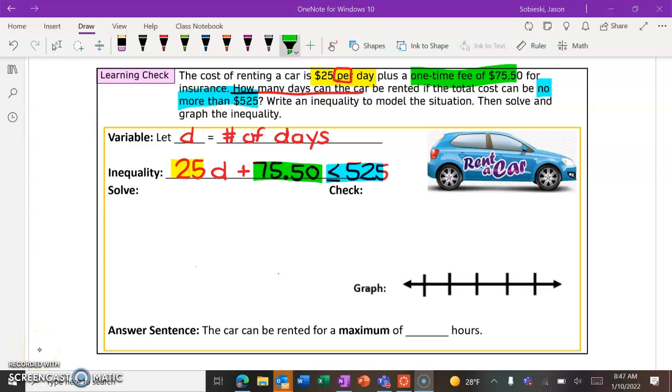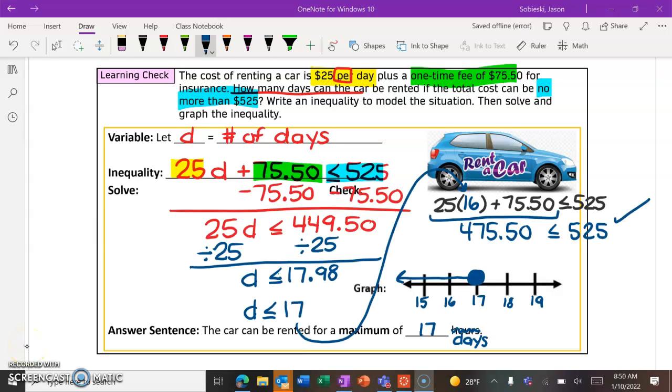All right, here's your inequality. So again, we know it can't be any more than 525. So that is less than or equal to 525. In blue, we know there's a one-time fee of $75. So that does not go with our variable. But we know the car costs $25 per day, right? Per tells us we need to write our variable next to it. So there's your inequality. Now we're going to pause the video one last time, let you finish this one off, and then in a minute you can double check your work and see how you did.